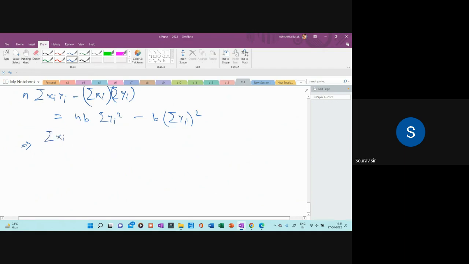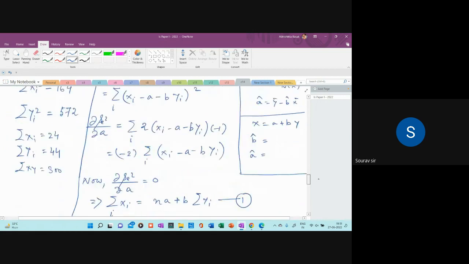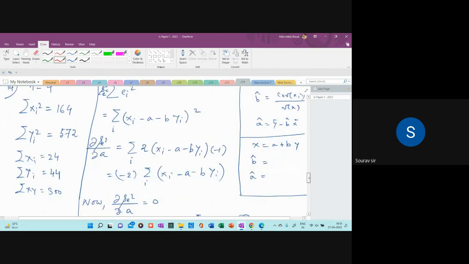So that is going to give me summation xi yi by n minus x bar y bar is equal to b into variance of y, and the left side is going to give me covariance xy is equal to b into variance of y. That implies b hat is covariance xy by variance of y. So what is the change over here, if you can see, it is just the reverse thing. I should have written it directly, but just to show you I have not written it. So it's just the reverse thing that we have.